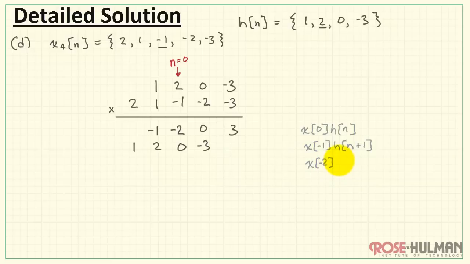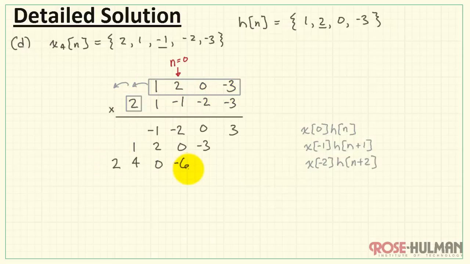Then we have x of minus 2. This multiplies h of n plus 2. So we start to see the pattern. We have 2 times h, but now we need to slide that 2 positions to the left. So we'll have 2 times 1, 2 times 2, and so forth. And I'll write that in the third row.